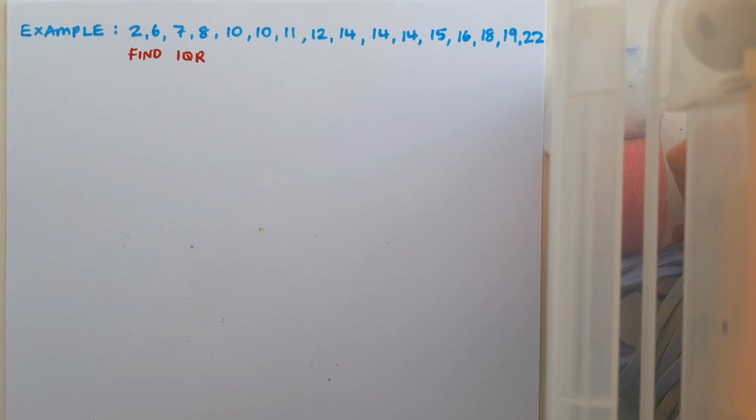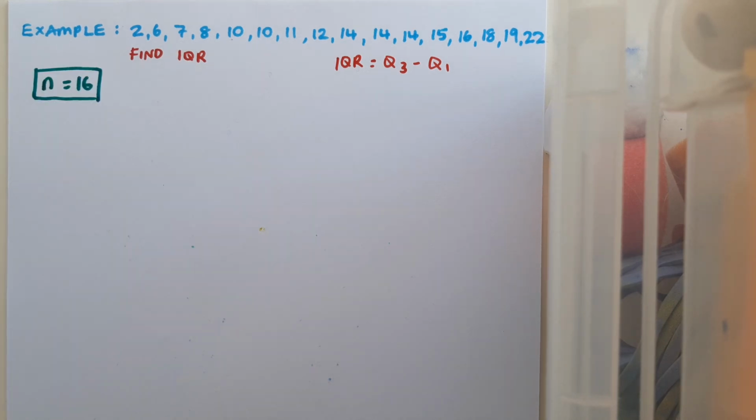Here's a second example. Again, I've got an ordered data set, and again, just watch out if your data set isn't ordered at the beginning. That's the very first thing you should do. But mine is, so we'll start from that. We want to find the interquartile range. So that means I'm going to have to find Q3 and Q1 and subtract them. I'm going to start by noting how many data points I have, because I know that I'll need that to find where Q3 and Q1 are located. And in this example, n is equal to 16.